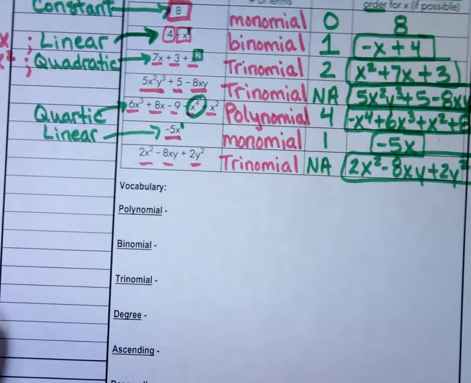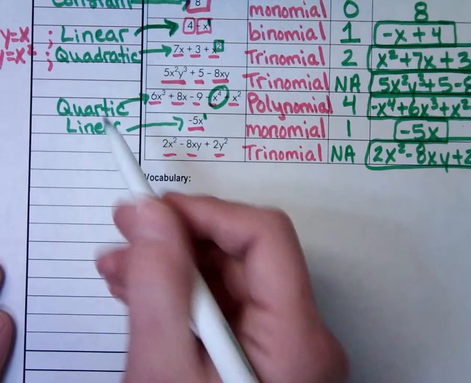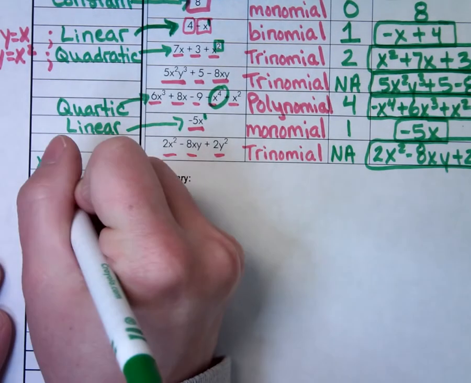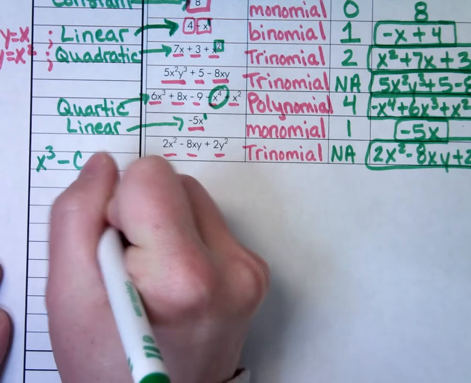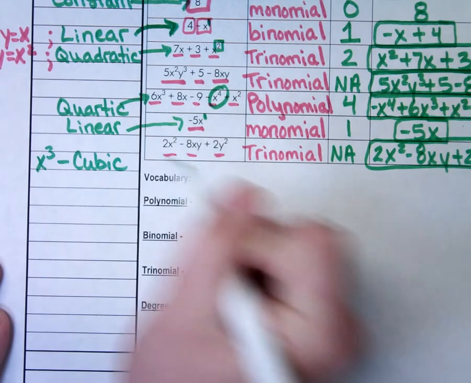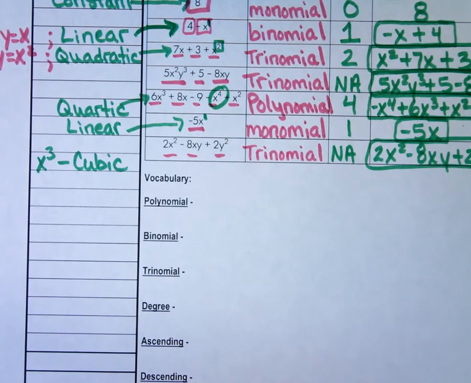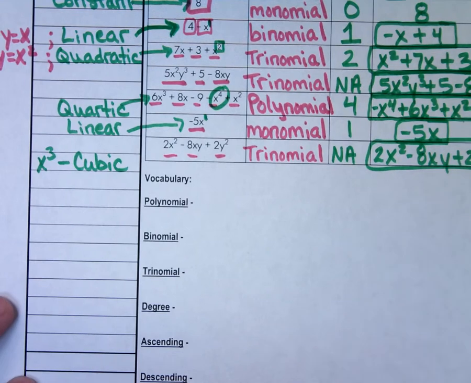One other thing I did want to talk about, just in case any of you are wondering, whenever the highest exponent is a 3, we call that cubic. So whenever the highest exponent is a 3, we call that cubic. We didn't have any like that in the chart, so I just thought in case any of you wanted to know, there it is.